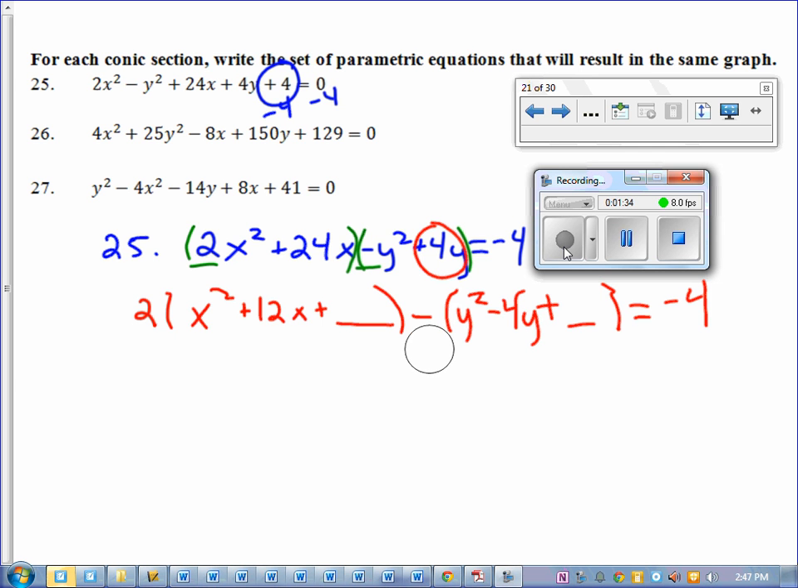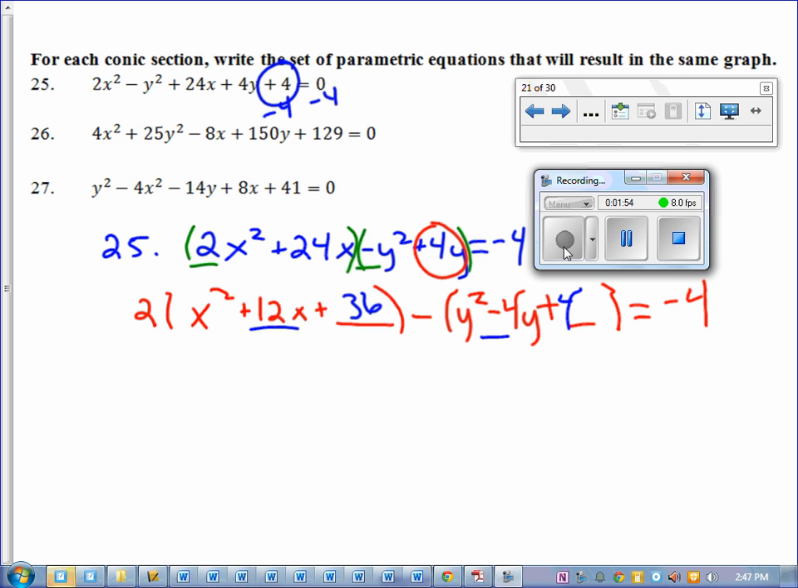So to complete the square, we're going to create perfect square trinomials. Those are trinomials whose factors are the same. And to do that, we're going to take this middle term, divide it by 2, and square it. So half of 12 is 6, squared is 36, half of negative 4 is negative 2, squared is positive 4.